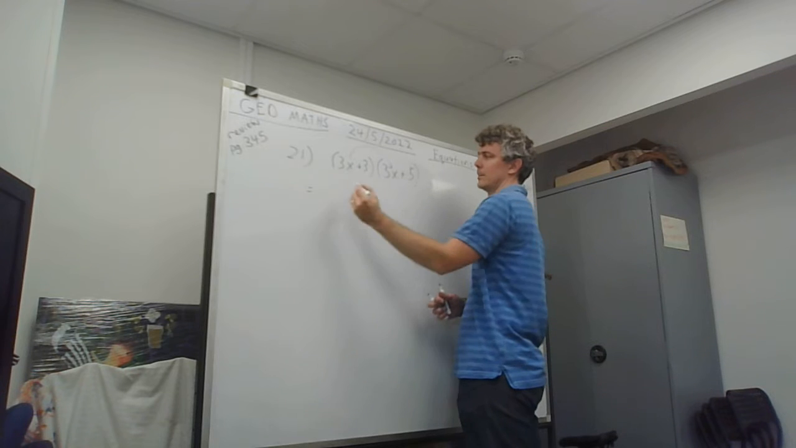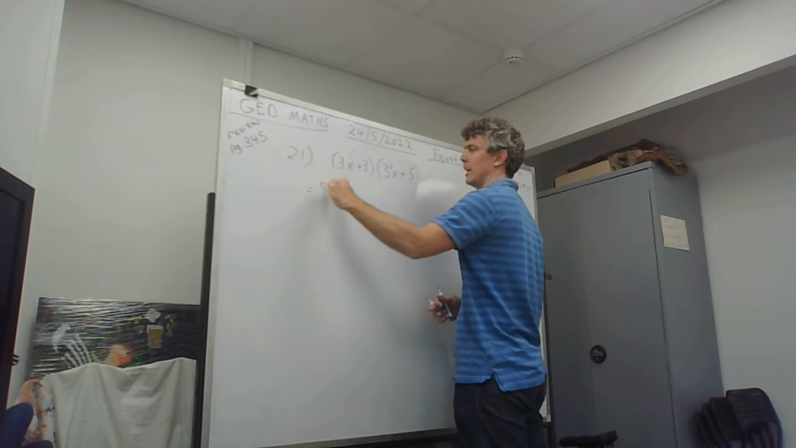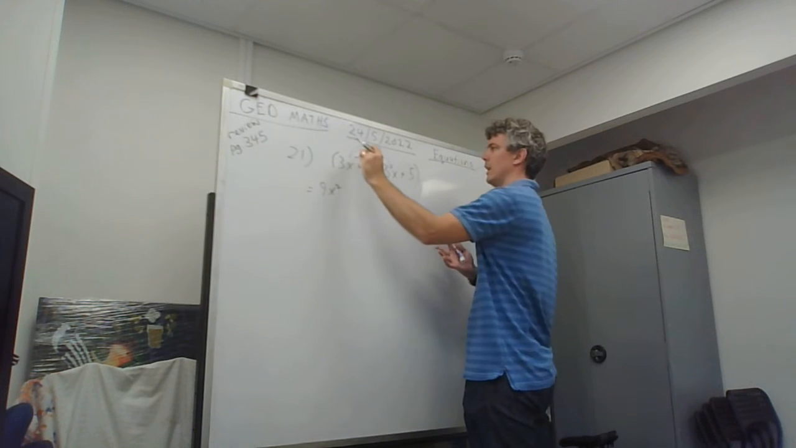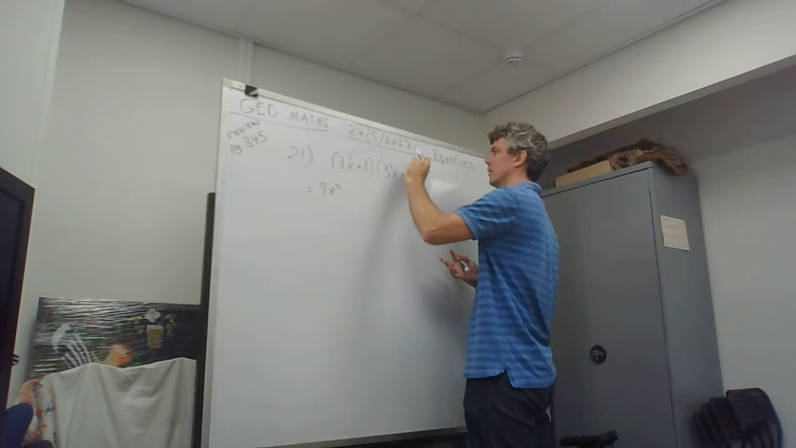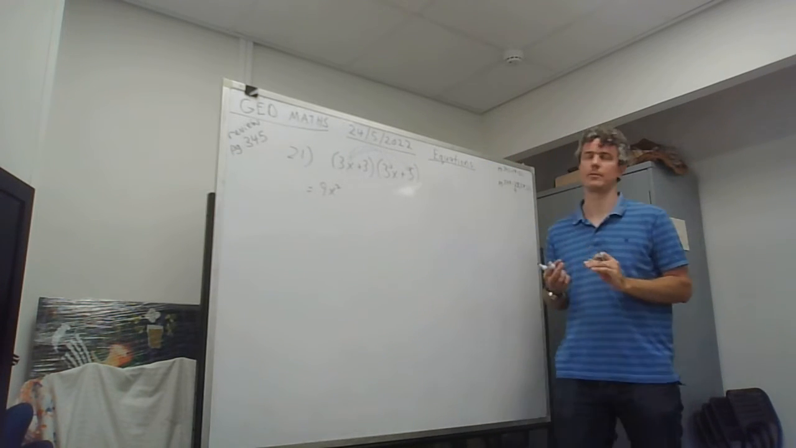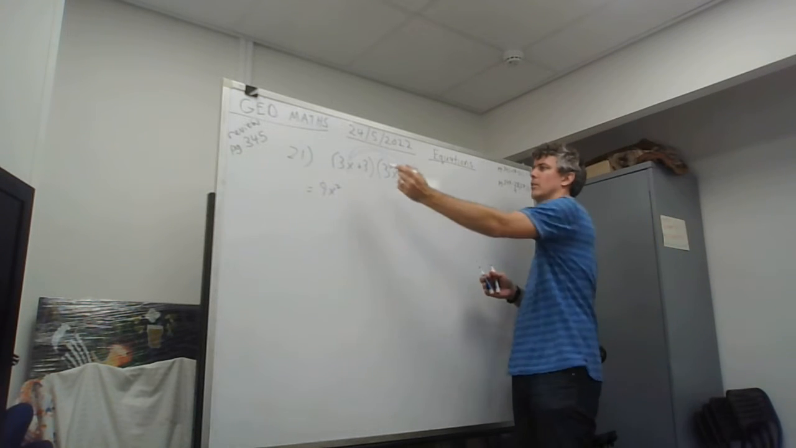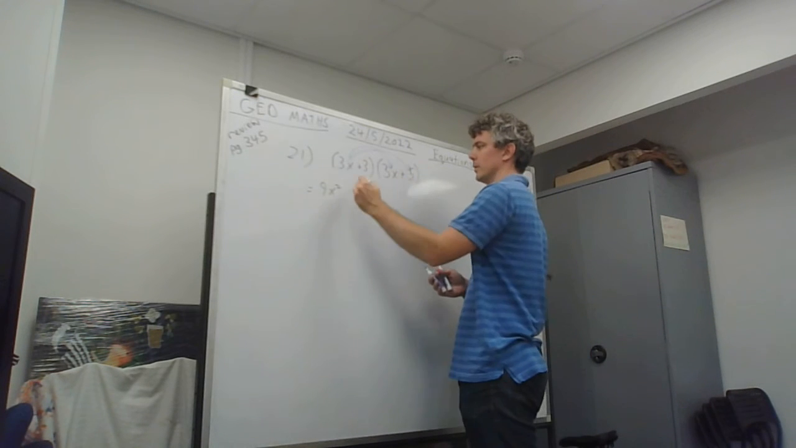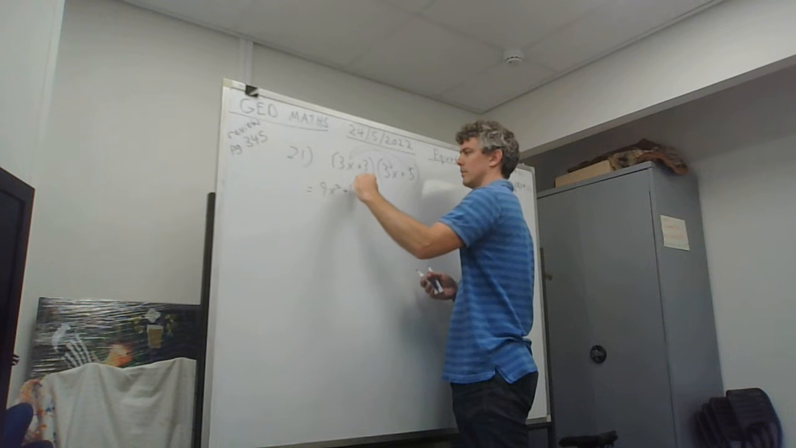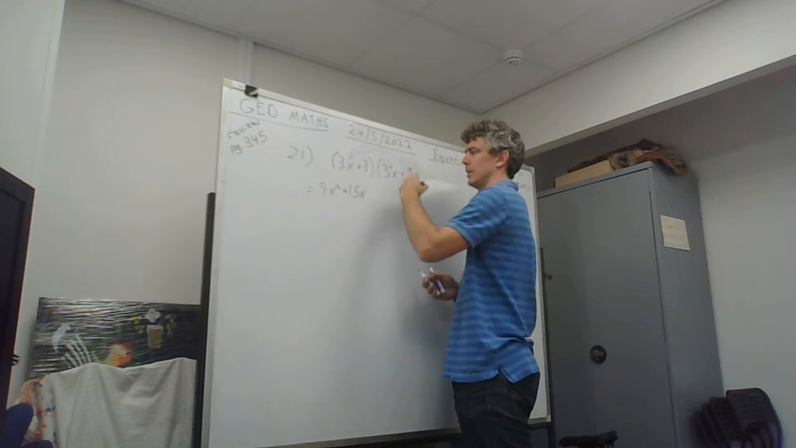And x times x is x squared. So 9x squared. Next, we do the same one and this. What's 3x times 5? Plus 15x. That's right. 3 times 5 is 15, and there's no variable, so x stays there. X times 1 is x.